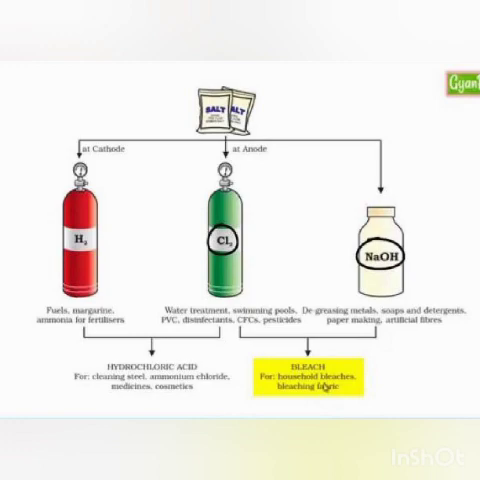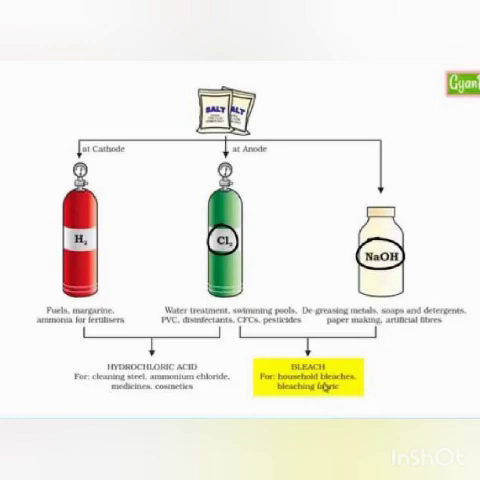I hope it's clear to everyone. Now what happens here? Electricity is passed through the aqueous solution of sodium chloride, so electrolysis is taking place. Chlorine gas is given off at the anode and hydrogen gas is given off at the cathode, and sodium hydroxide solution is formed near the cathode, as you can also see in the picture. Just have a look at the picture, children.